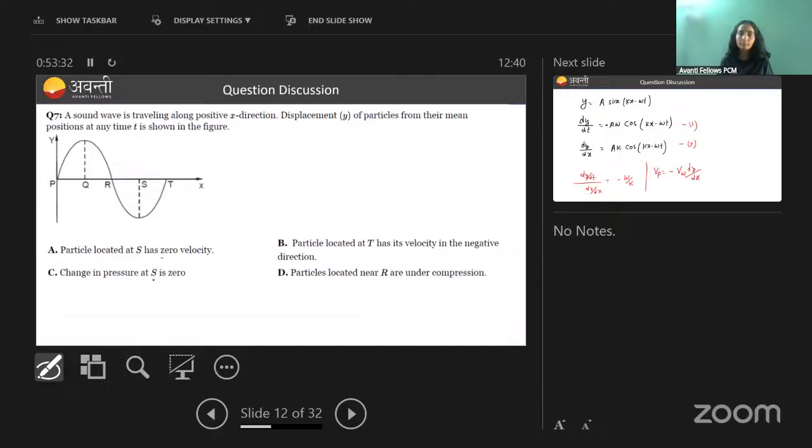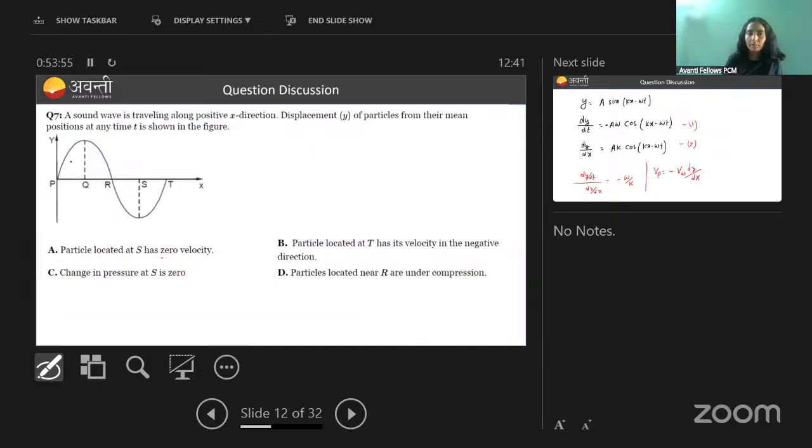Anyone who got this? Any lead? This was done. I solved it at the time of the paper itself. Okay. All four options were there. Okay, done.